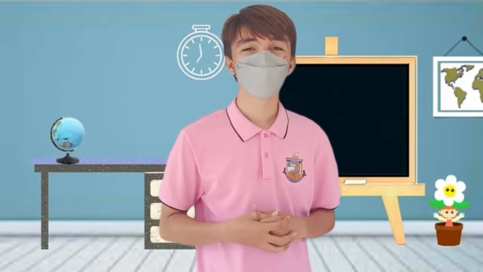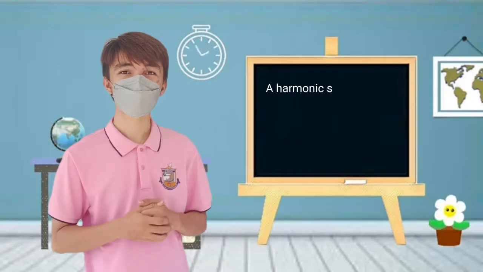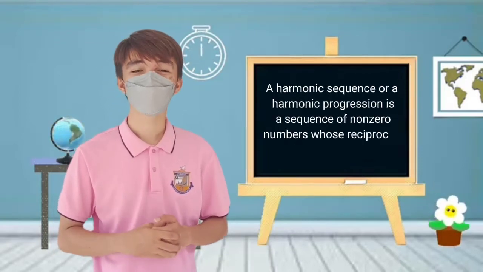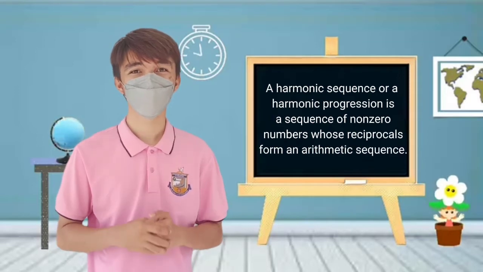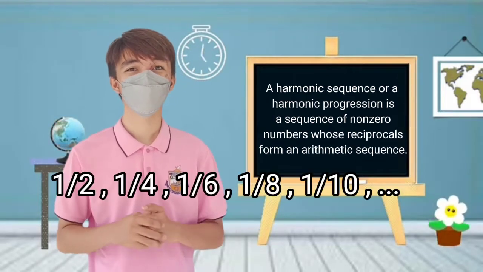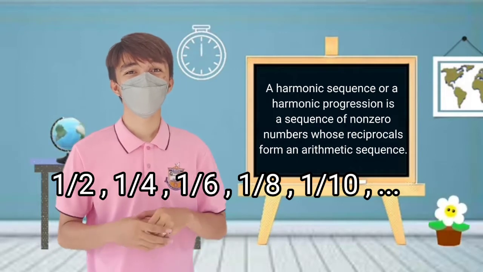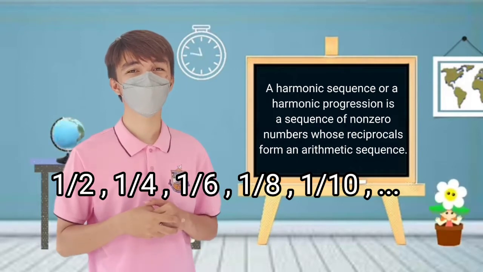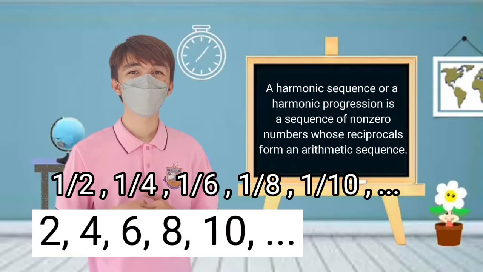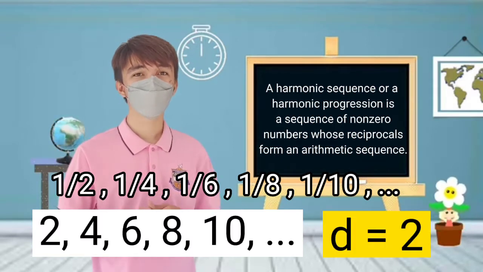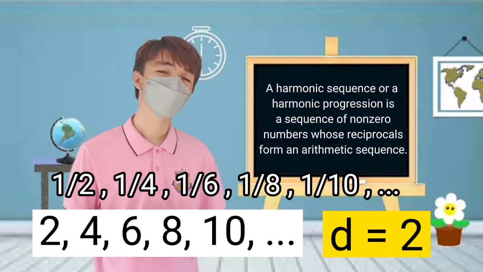So what is a harmonic sequence? A harmonic sequence or a harmonic progression is a sequence of non-zero numbers whose reciprocals form an arithmetic sequence. For example, 1/2, 1/4, 1/6, 1/8, and 1/10. Do you think this is a harmonic sequence? Yes! Since the reciprocals of the given terms, 2, 4, 6, 8, 10, have a common difference, which is 2.